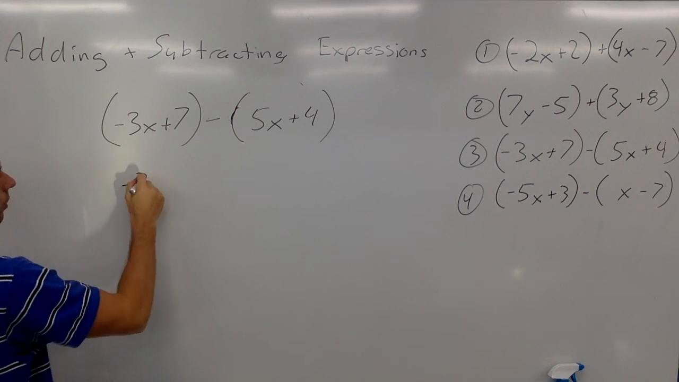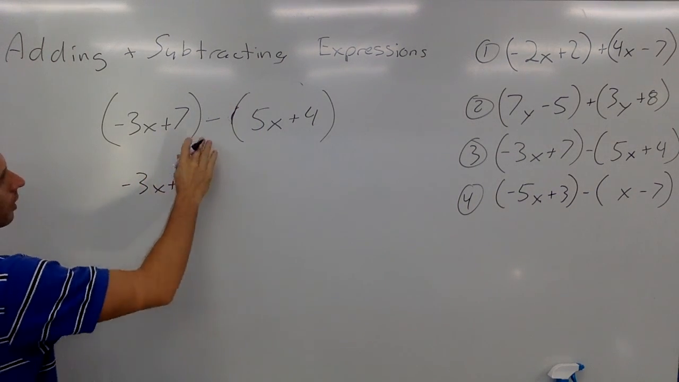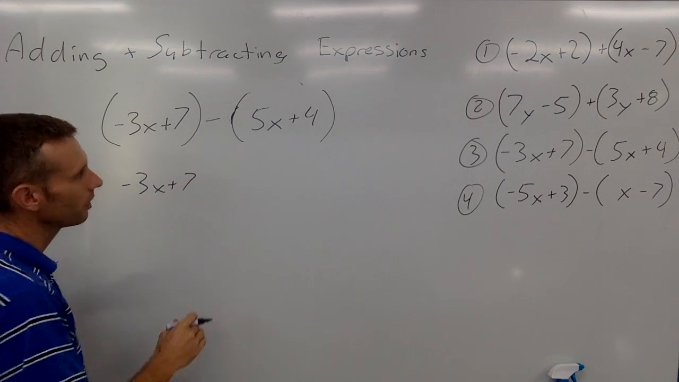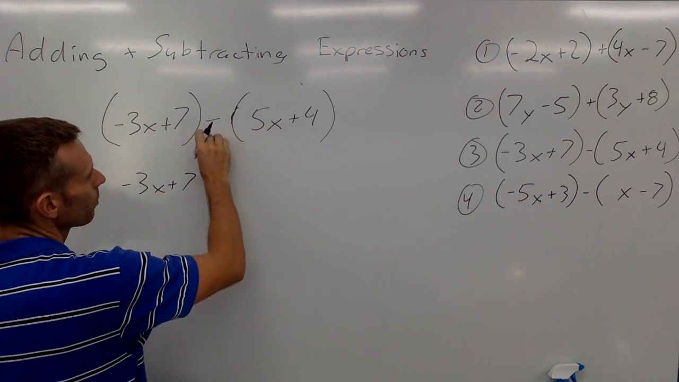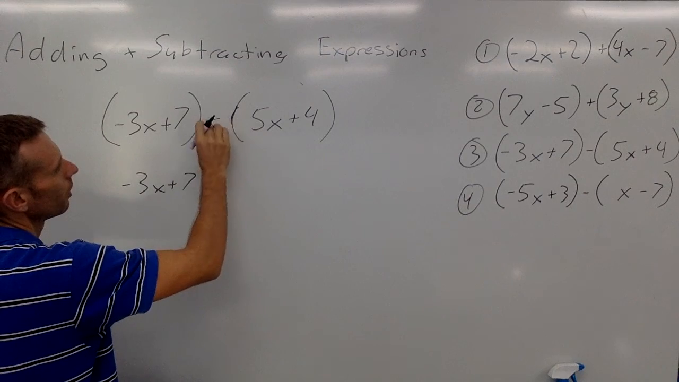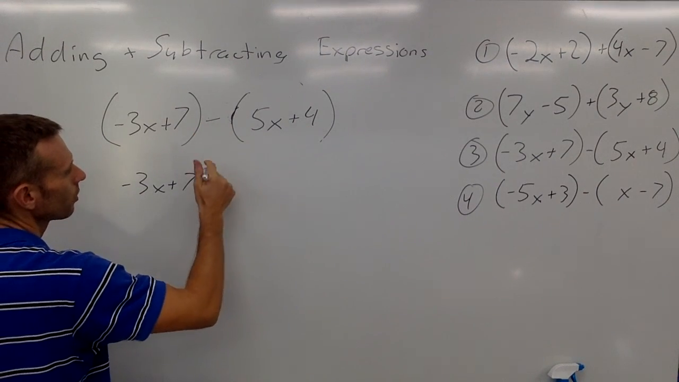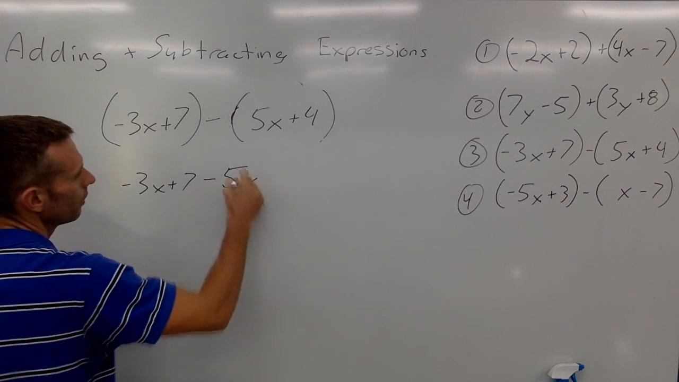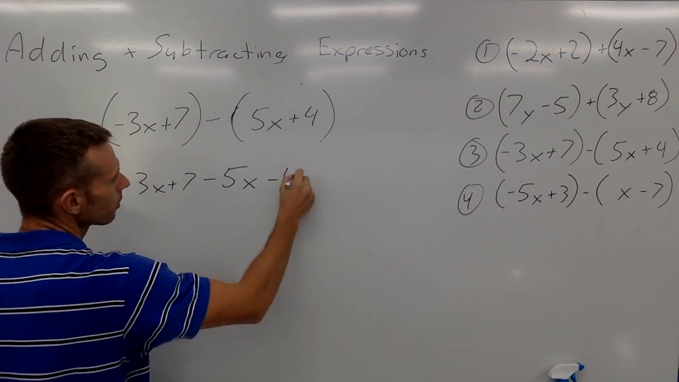This is negative 3x plus 7 minus 5x minus 4. Okay, it's not only just subtracting this 5x. This is being subtracted from this minus 5x minus 4. So either way, we're distributing that negative, minus 5x and minus 4.